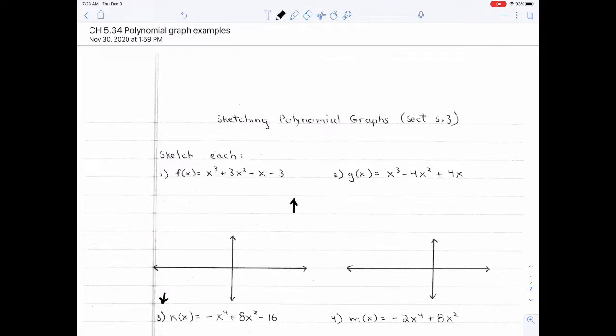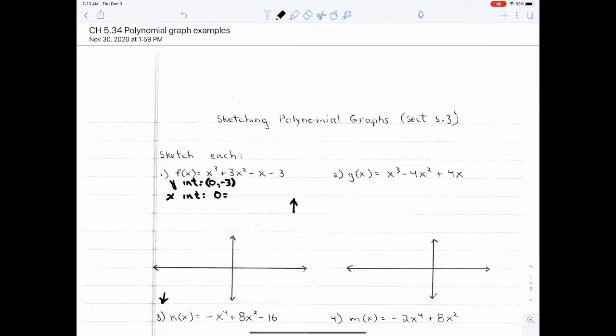Okay, so let's find the y-intercept. And if we plug in 0 for all the x's, we get -3. Okay, to find the x-intercept, we plug in 0 for y, and then we factor it.